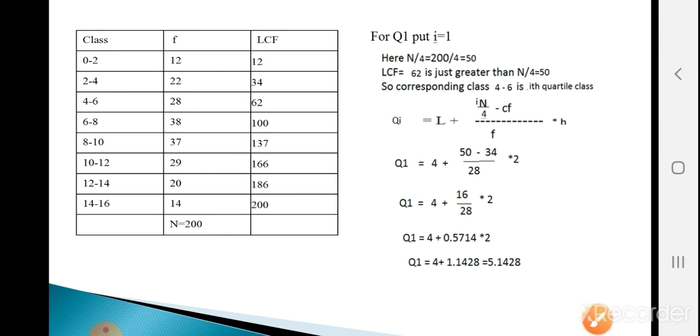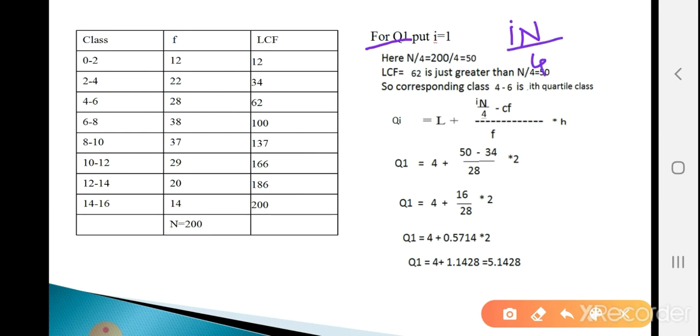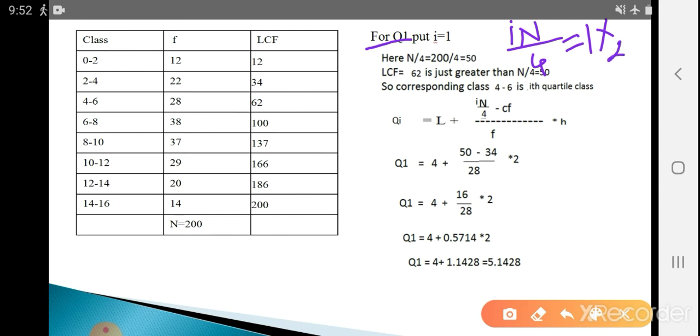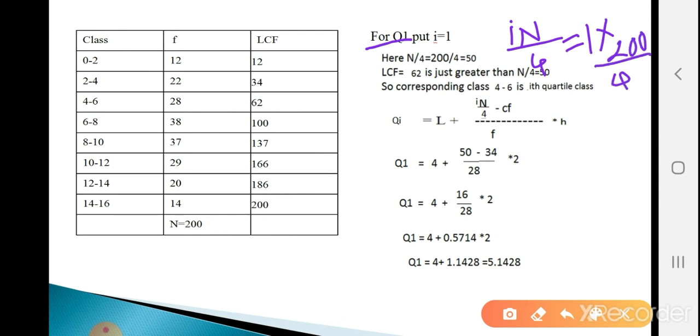Now for finding the quartile deviation, we need the values of Q1 and Q3. So first find out the value of Q1. For Q1, put i is equal to 1. So the first step is to calculate iN divided by 4. So 1 into capital N, which is 200, divided by 4, that is 50.